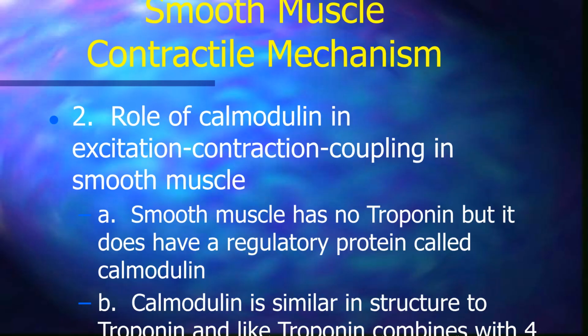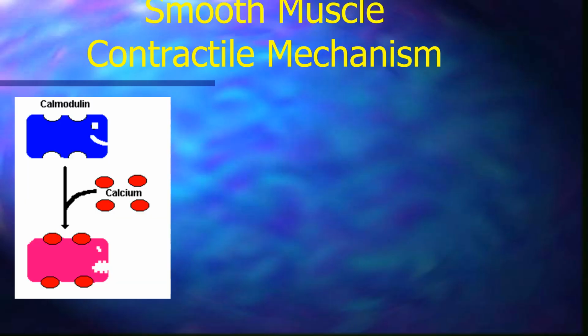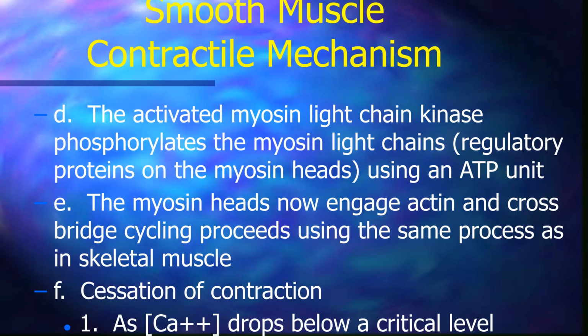This slide displays a visual representation of the contractile mechanism. Activated myosin light chain kinase phosphorylates the myosin light chains using ATP. The myosin heads then engage actin, and cross-bridge cycling proceeds as in skeletal muscle. Contraction ceases when calcium levels drop below a critical level, and myosin phosphatase removes the phosphate from the myosin light chains.